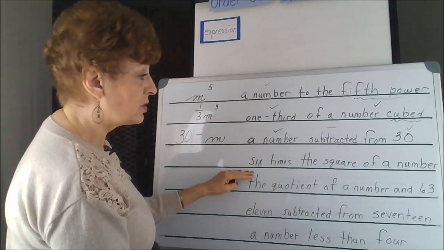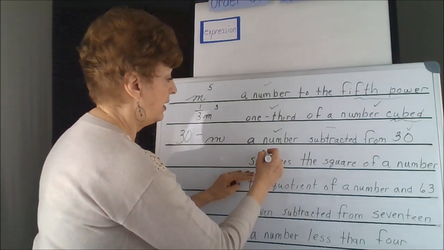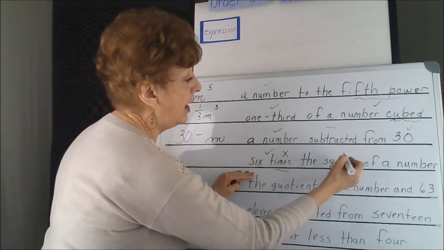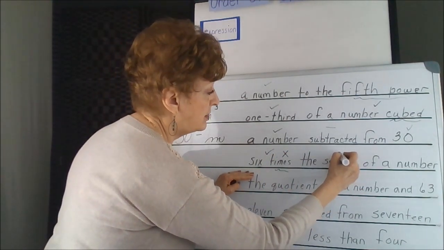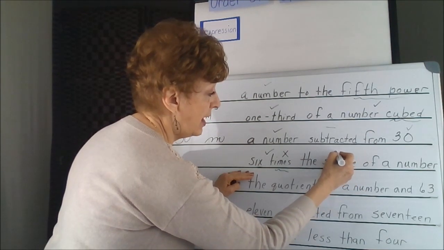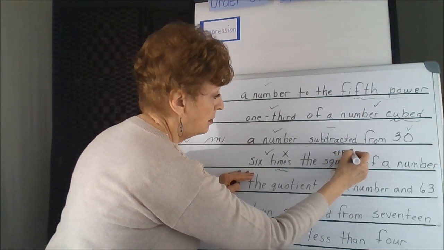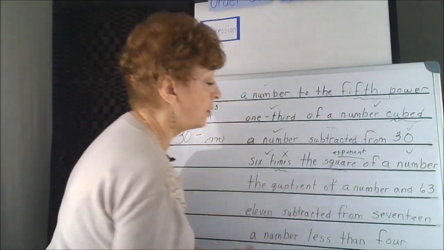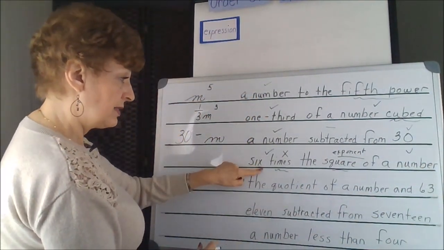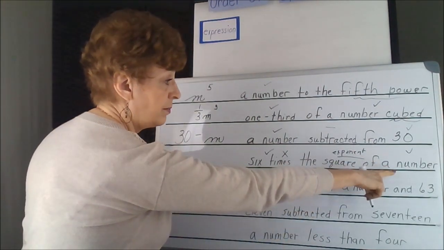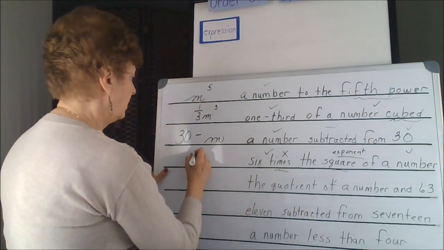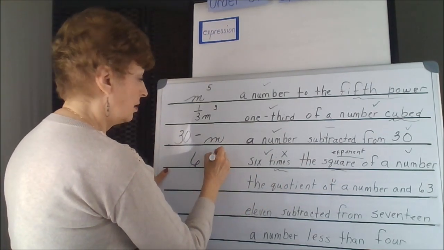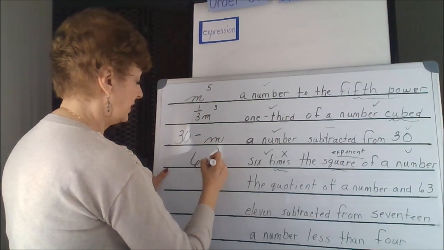6 times the square of a number. So here's a number, here's a times sign, and we have a squared. So this is the exponent of a number. We don't know what that is, so we're going to call it a letter. So 6 times this number squared. 6 times the square of a number. Let's call it m.